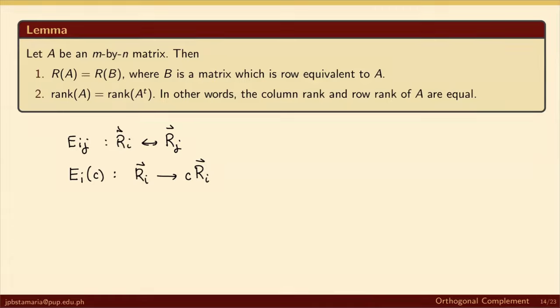Finally, when you do a type 3 operation, this is where we replace row i by its sum with another row vector. Well, what you get is just a linear combination of already existing rows. So this vector is still in the span.